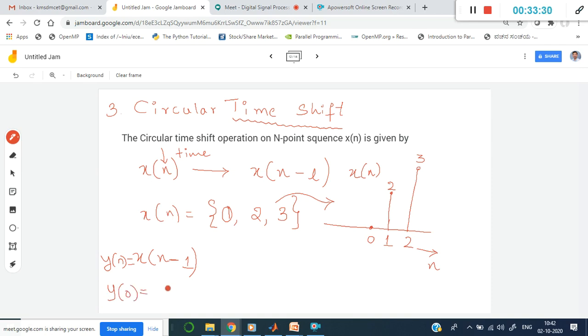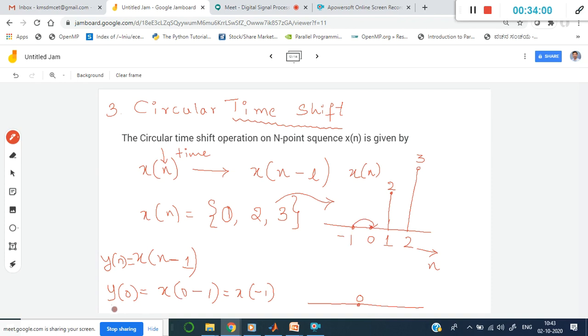How do you calculate y of 0? x of n value becomes 0, and this is minus 1, which means that the x of minus 1 signal will come and sit in the y of 0 position. What is x of minus 1 here? We don't know, it is 0, right? So if I perform this, the 0th position is going to come and shift here, so this will be 0.